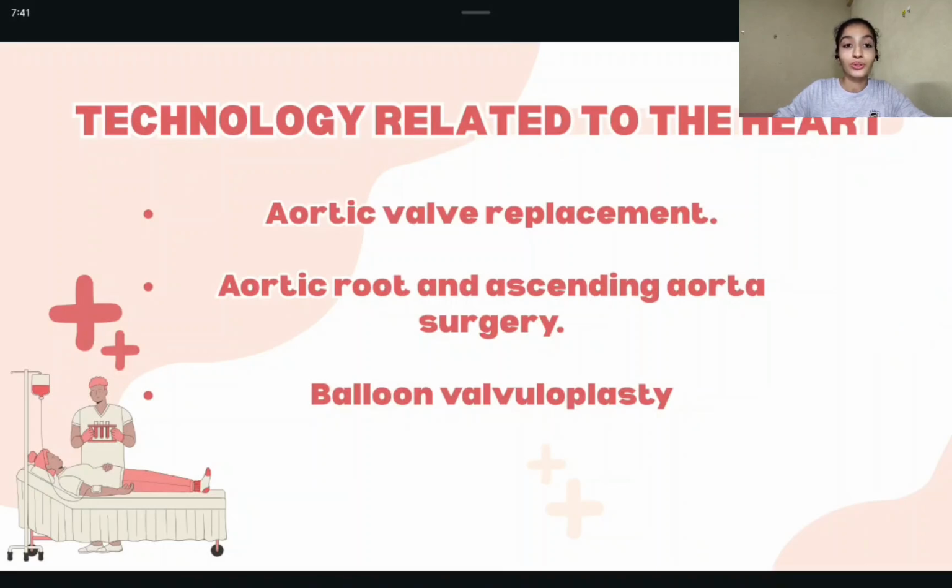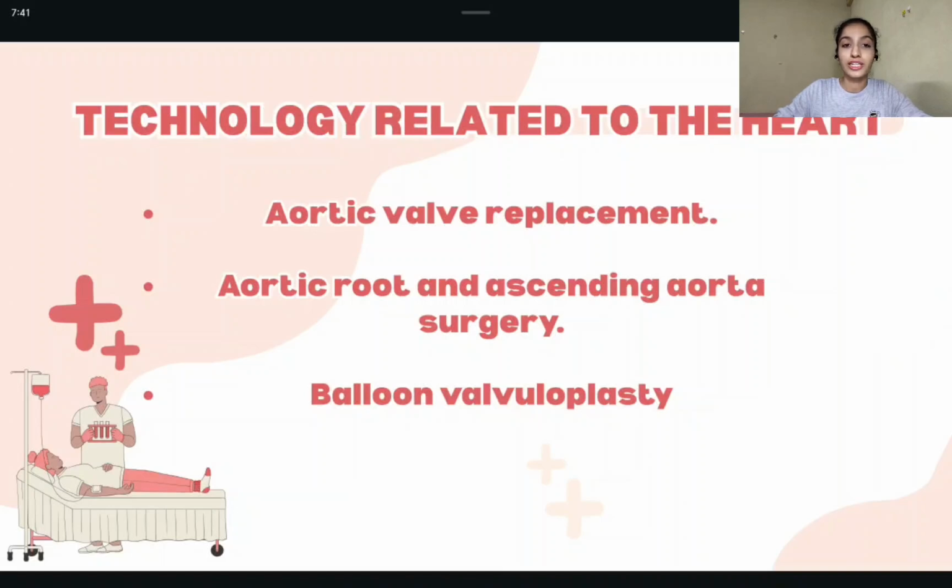The catheter has a balloon on the tip. The surgeon inserts the catheter into an artery in the arm or groin. Then the catheter is guided to the aortic valve. Once in place, the balloon inflates, making the valve opening bigger. The balloon is deflated and the catheter and balloon are removed.